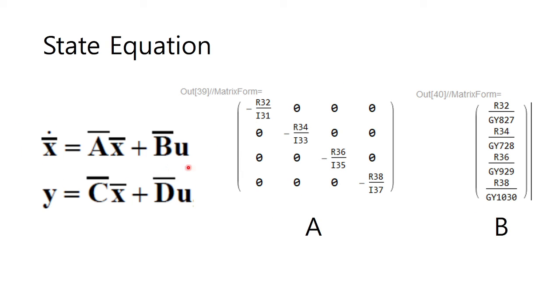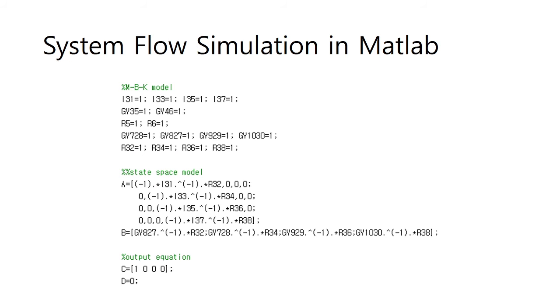And in C and D, I use the matrix for the part that I want to know. So with these state equations, I want to get the system flow simulations by MATLAB. For the constants, I set them all as 1, and I put the result for A and B from Mathematica.